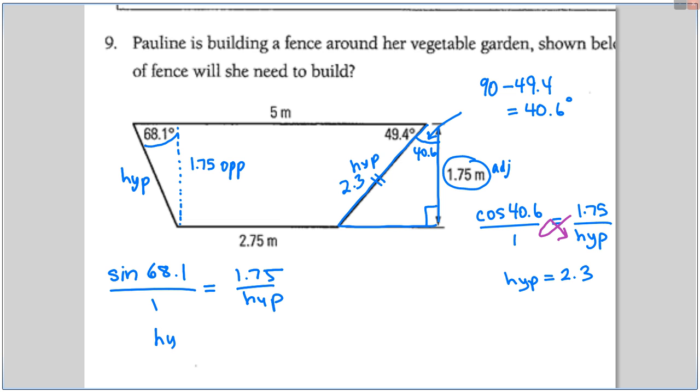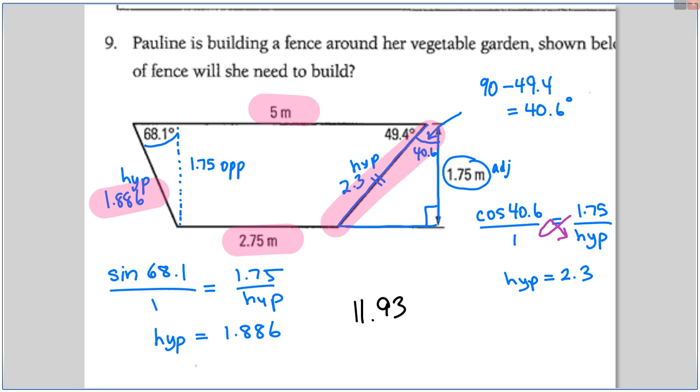1.886 after cross multiplying. And then all you've got to do is add all these up. So 5 plus this, plus this, plus this. Whoops. Plus this. Okay, so I got about 11.93. That's your perimeter.